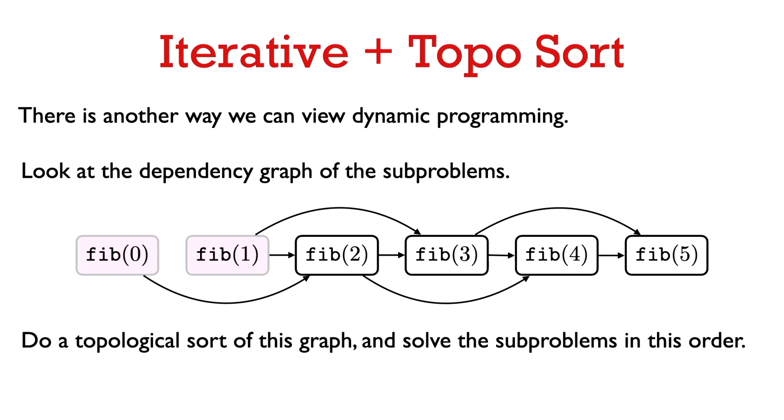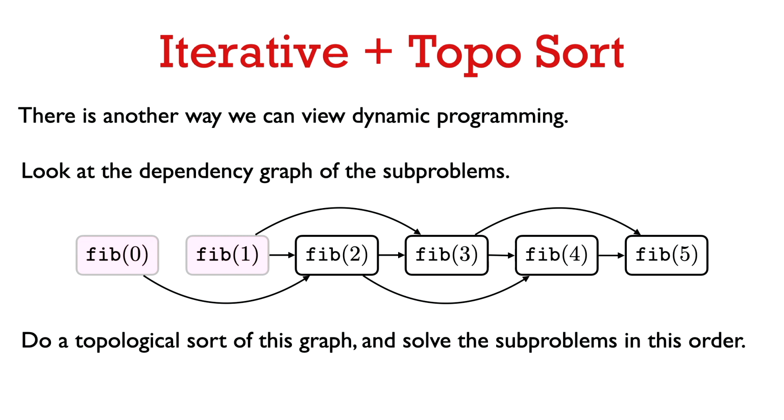In order to compute Fibonacci of 3, we already need to have computed Fibonacci of 1 and Fibonacci of 2. In order to compute Fibonacci of 5, we already need to have computed Fibonacci of 4 and Fibonacci of 3. So we have a directed graph representing dependency between the problems, and we can just do a topological sort of this graph. Once we have a topological ordering, we can compute the subproblems according to this ordering, and whenever we get to a new subproblem, we already have the information we need to find the answer to it.